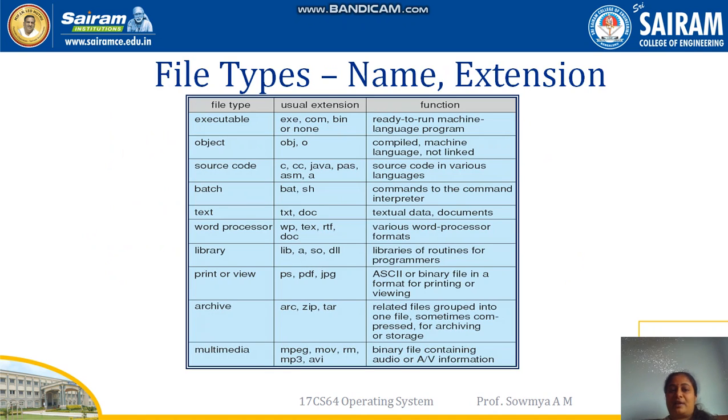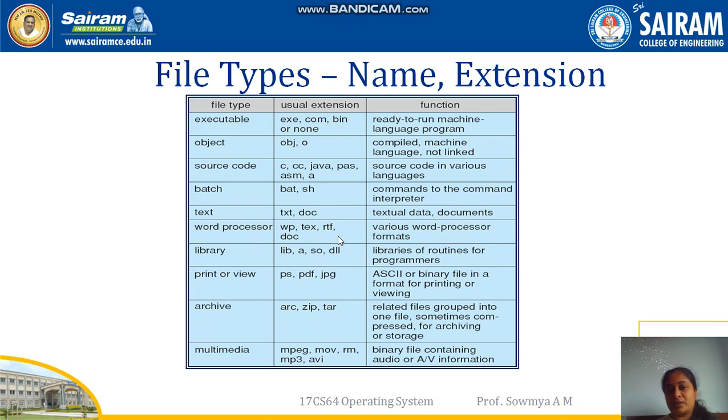So here we have some different file types, with their extensions and functions. We all know we have executable files, with extensions exe, .com, bin and so on, where the files can be executed, and they are machine level language files. Object files are compiled machine level language files, with the extensions obj and o. Source files are like all our program files, which have source code, and batch files are like commands to command interpreters. Text files are like our notepad documents.